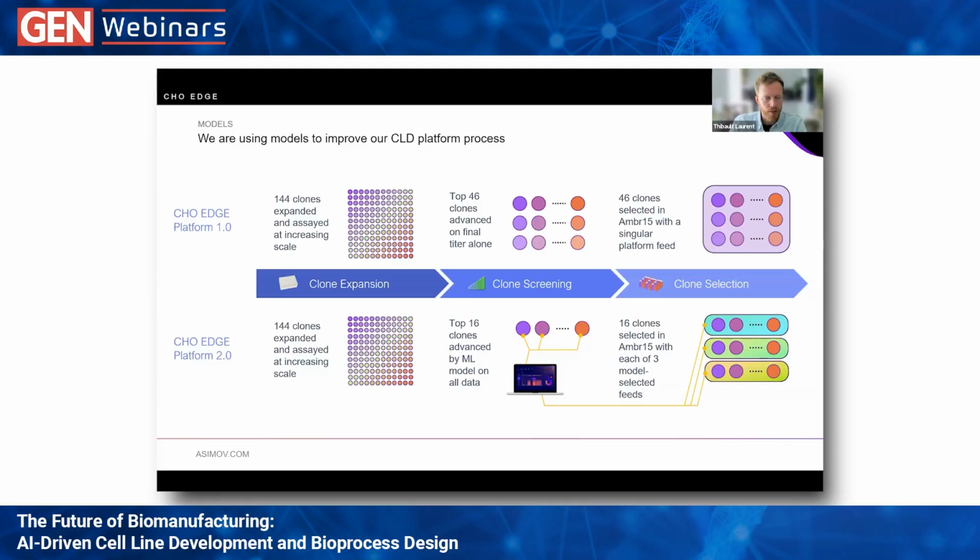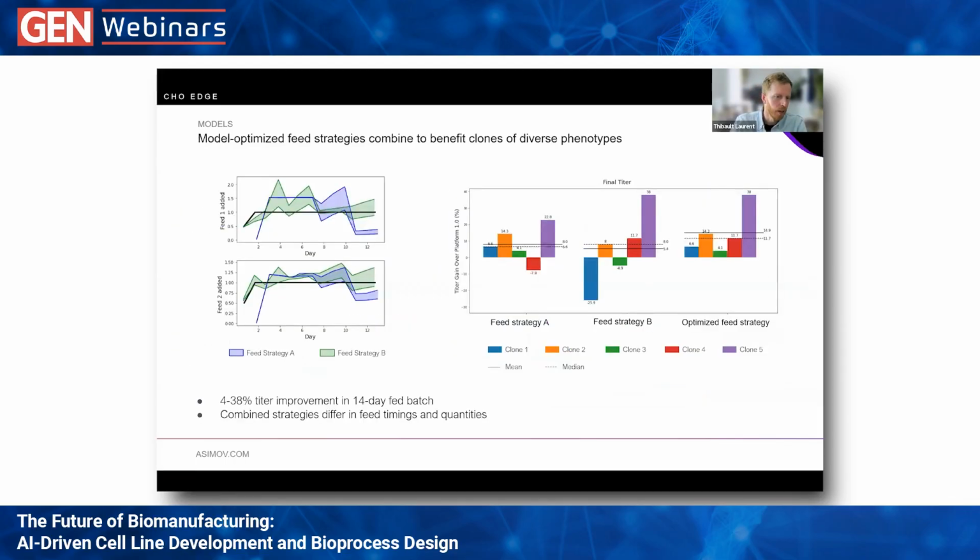Reaching the clone selection stage in the Ambr 15, that's part of our platform 2.0. We now use the model selected feeding strategy to screen the 16 clones and to find the optimal combination in terms of feed strategy and clone phenotype. Each feed strategy can be amenable to a specific clone and molecule. This model-optimized feed strategy welcomes the molecular and clonal diversity in each CLD campaign.